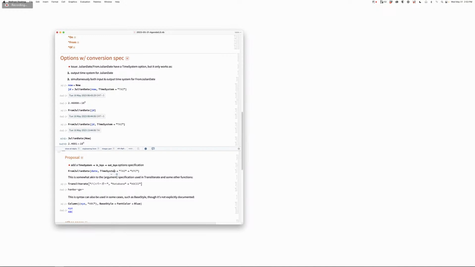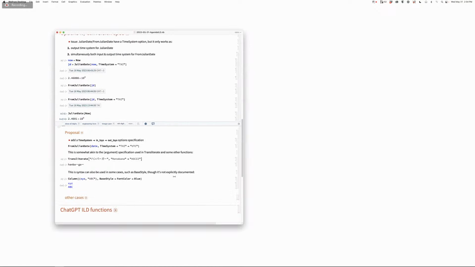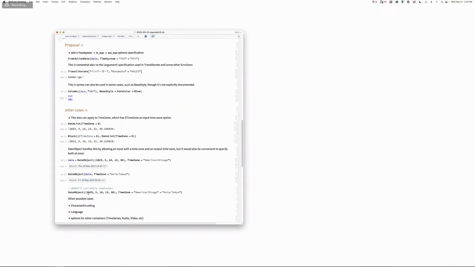If you say, oh, I have this date list. It's in GMT, but I want it to be in Tokyo time. I can construct a date object and say it's in GMT and then call time zone convert and convert it to Tokyo time. Or I could say, here's the date object. It's in GMT or it's in Chicago. I want it out in Tokyo time. This is perfectly reasonable. Okay. I don't have an objection to this. Okay.